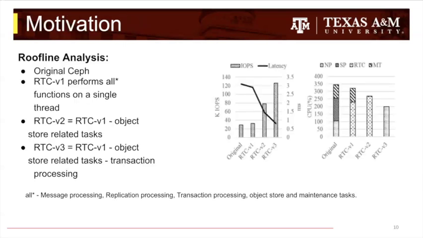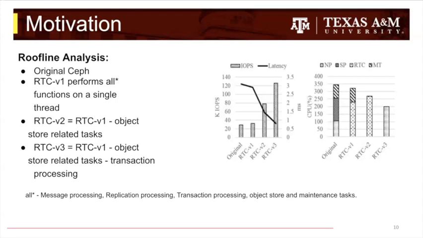So, moving forward to the motivation part. They performed certain analysis which helped them come up with the shortcomings of the existing Ceph architecture. To brief you about the analysis, they took original Ceph and they took three modifications of Ceph, which are called RTC V1, RTC V2, and RTC V3. V1, V2, V3 are different versions, and RTC basically stands for run to completion, which means that a new task will not start execution unless the current task completes itself.